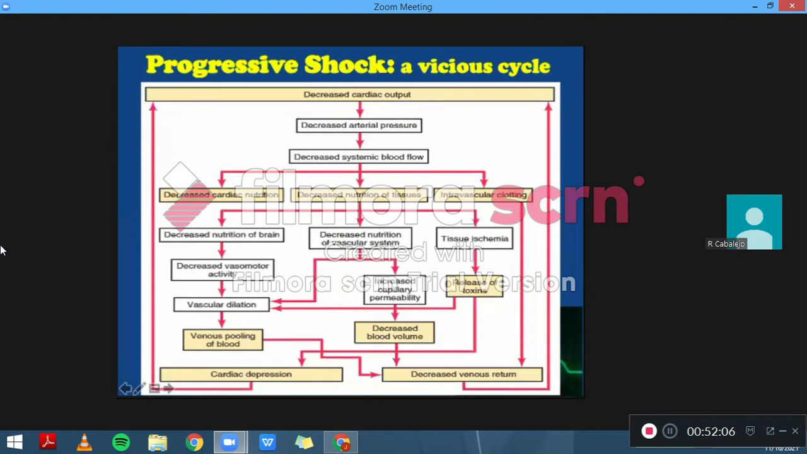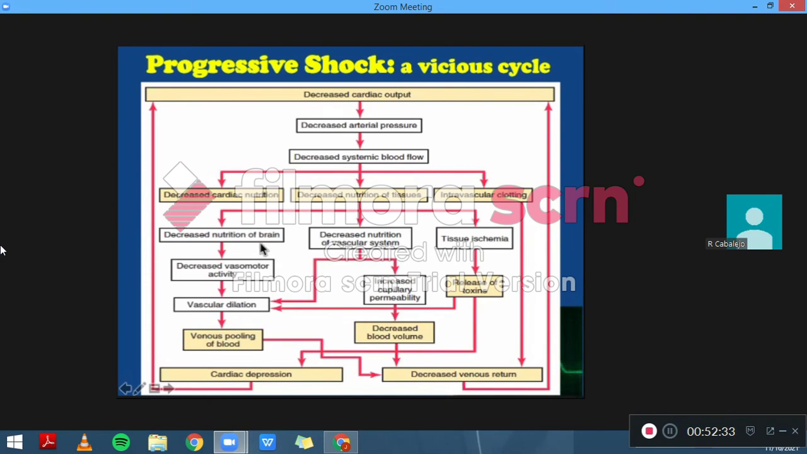So this is just basically to show the entire progressive shock or vicious cycle. A decrease in cardiac output would lead to decrease in arterial pressure, thereby decreasing your systemic blood flow. You have three main effects of that. You may have decrease in cardiac nutrition, decrease in nutrition to tissues, and intravascular clotting. So see, decreased cardiac output can actually activate your clotting system.